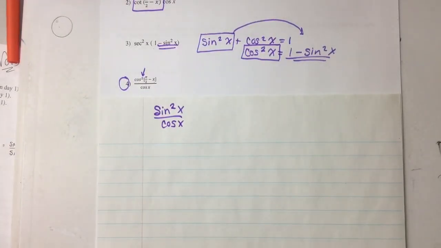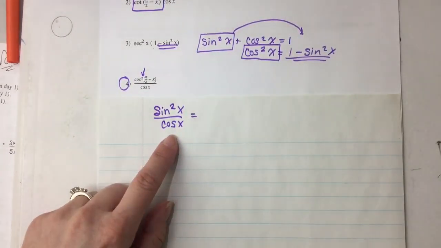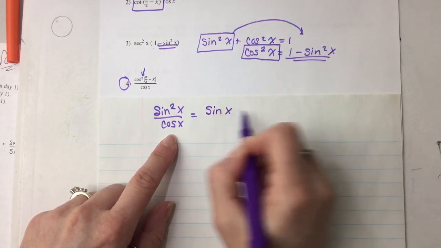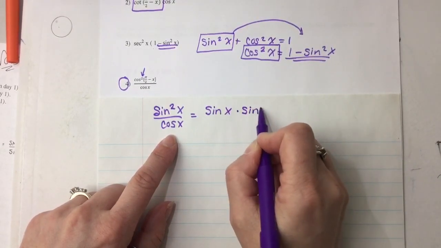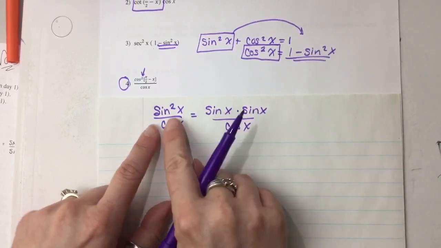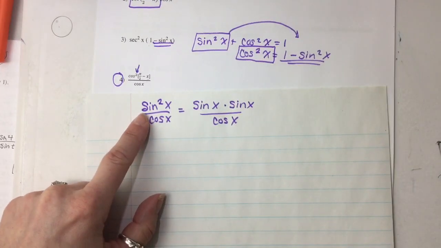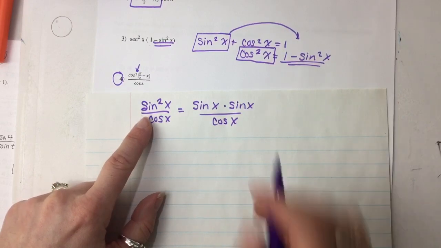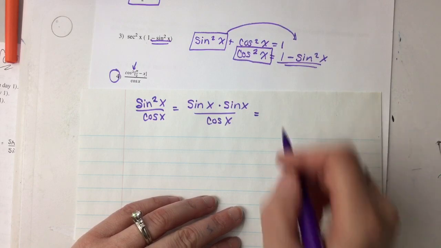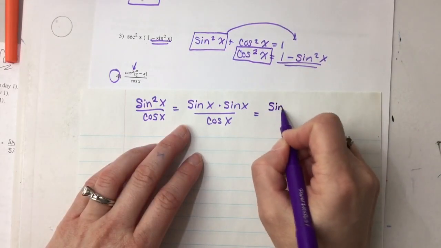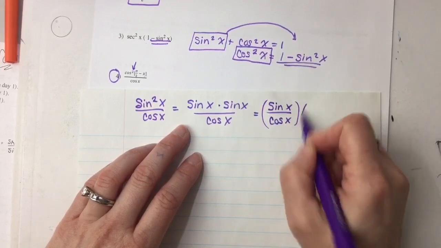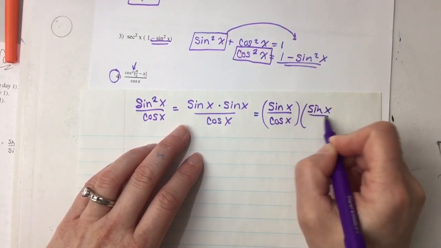Okay, now, when you think of fractions, remember when you're multiplying? If I have sine of x times the sine of x, that's how you would get sine squared of x. So if I'm trying to simplify this as much as possible, I need to realize that when you're multiplying fractions, it's top times top, bottom times bottom. So I could say that this is really sine of x over cosine of x times sine of x over 1.